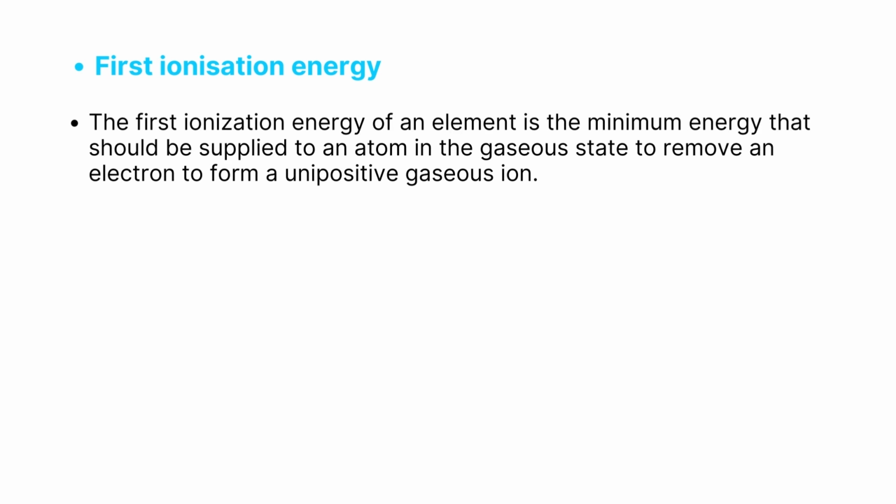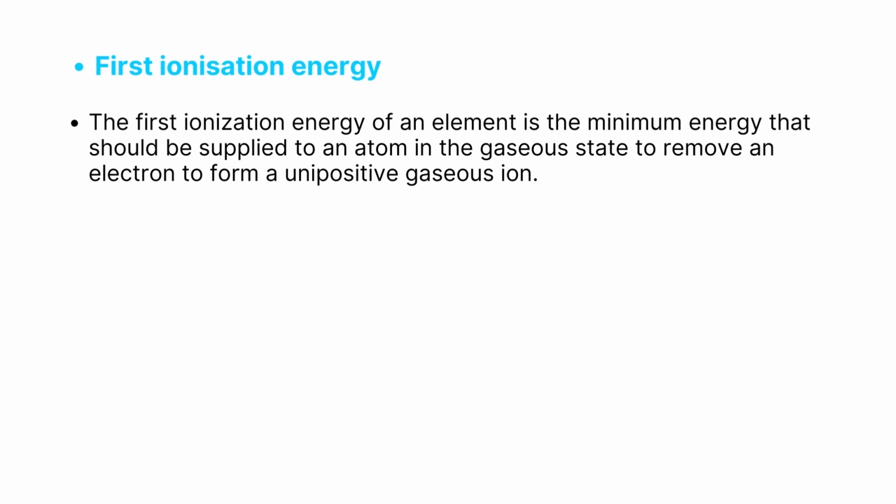The negatively charged electrons are attracted by the positively charged nucleus. So to remove an electron from an atom, energy must be supplied to overcome that attraction. When an electron is removed from an atom, it becomes a positive ion. The first ionization energy of an element is the minimum energy that should be supplied to an atom in the gaseous state to remove an electron to form a unipositive gaseous ion.